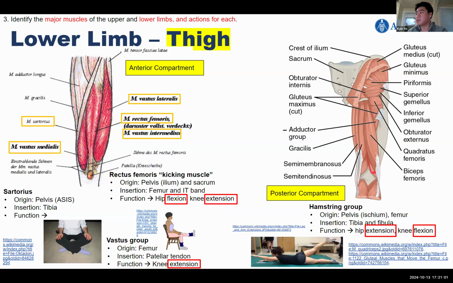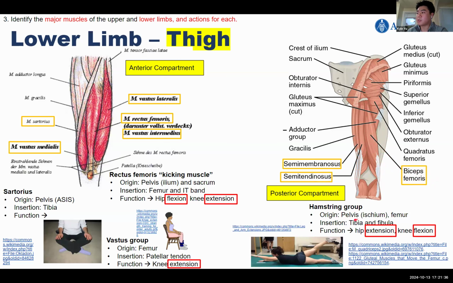All right, moving on to the posterior compartment. This is otherwise known as the hamstrings. You have three main hamstring muscles: the semimembranosus, the semitendinosus, and the biceps femoris. Even though there are technically four muscles, if you think about semimembranosus, semitendinosus, and biceps, which has two heads, there's only three muscles in the hamstring group, because one head of the biceps femoris doesn't cross the hip joint and only attaches to the femur. So there's only three muscles here.